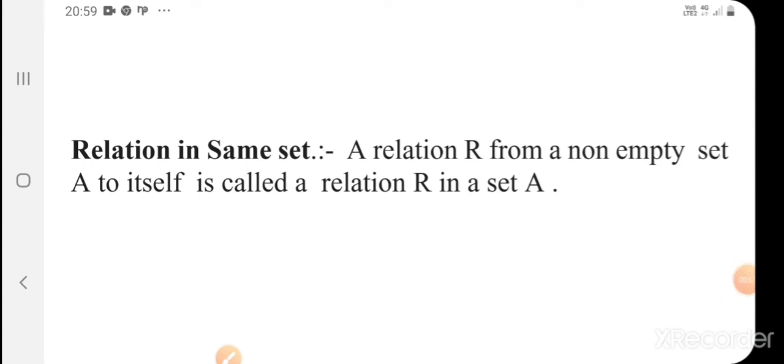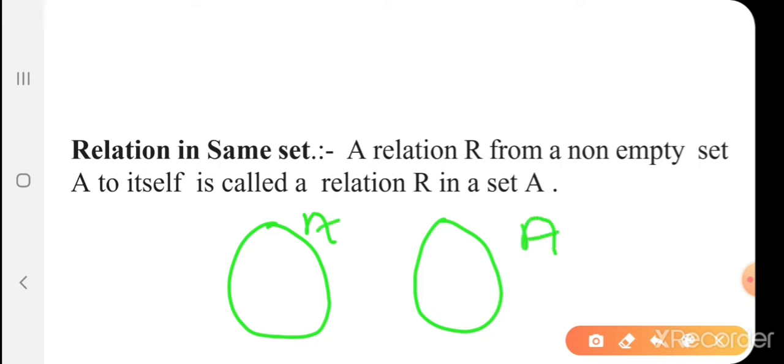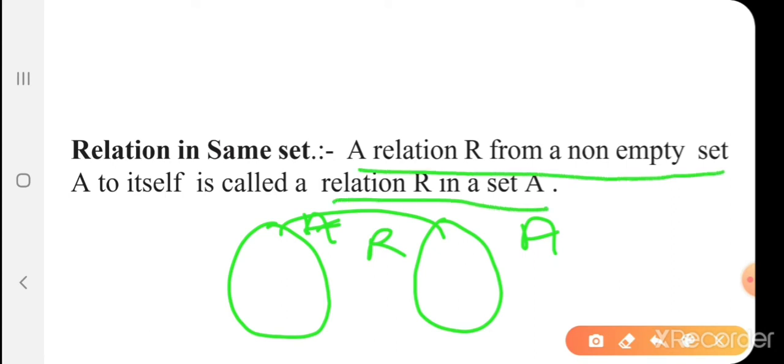Relation in same set. So we previously discussed the relation from a set to another set. Here both sets are the same set. So you see here, this is set A and this is also set A. The relation from this to this is R. So this type of relation is called the relation from set A to set A, or relation R in set A. So a relation R from a non-empty set to itself is called a relation R in set A.